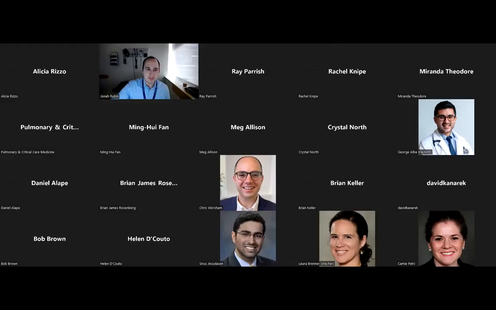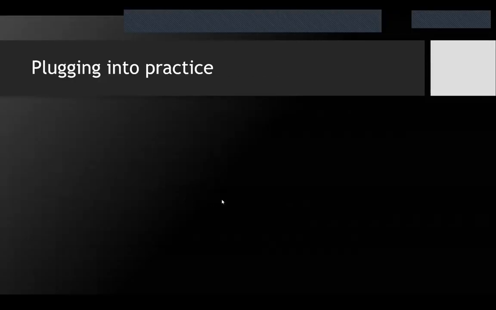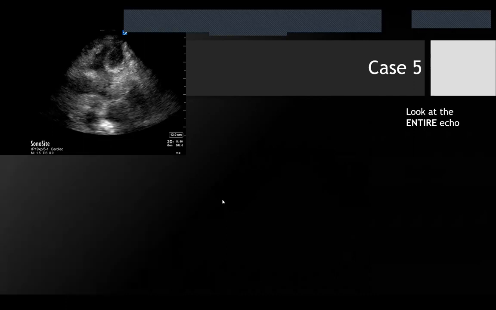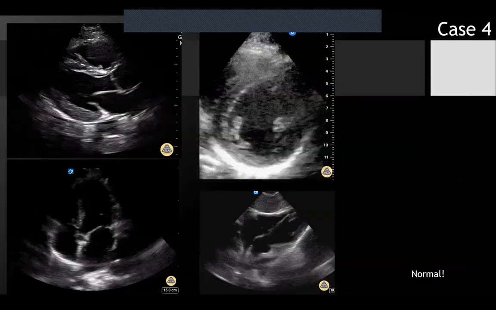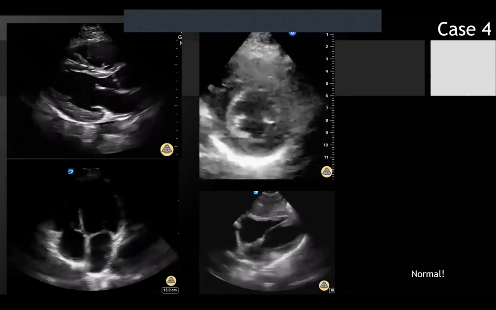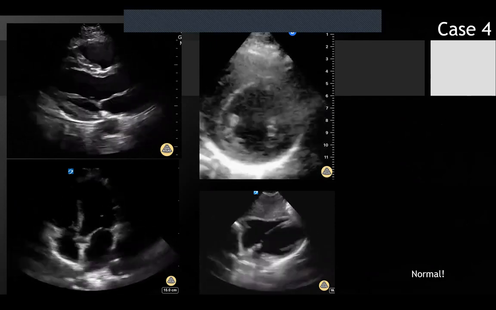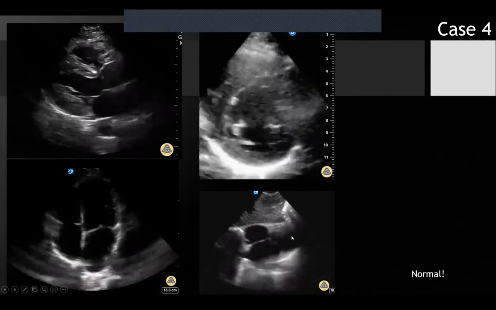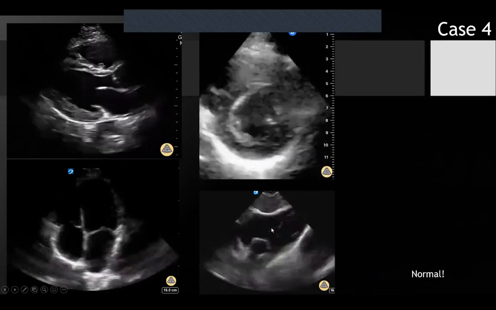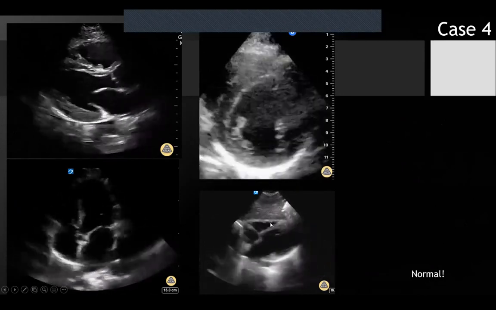Joan, a quick question. On case four, was there an RV inversion on that? Or because the RV just looked very collapsible there, but maybe I have to go back. Case four. I was just looking at the LV, I don't remember. So here's case four. On that subcostal view, I think it is down there. So the bottom. Yes, what's your question? Oh, I was just wondering if there was RV inversion there or is that just the view?